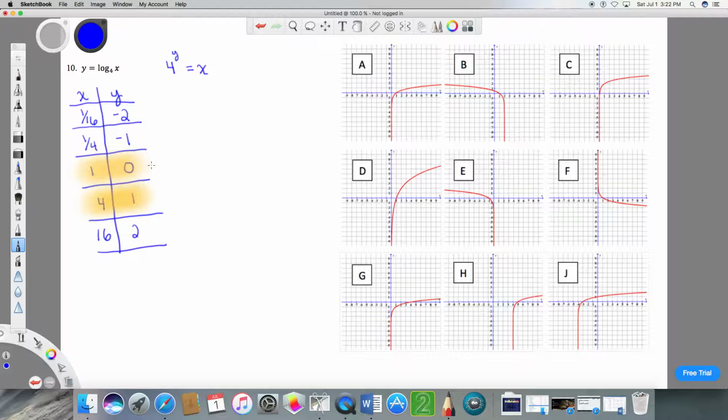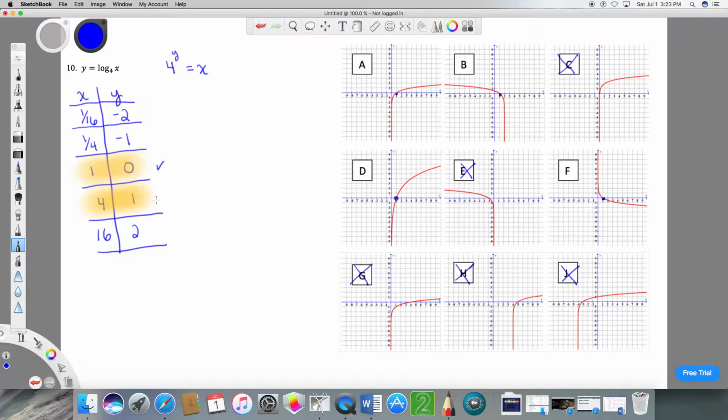So let's look and see which of these graphs pass through the point (1, 0). A passes through the point (1, 0). B passes through the point (1, 0). C does not. D passes through the point (1, 0). E does not pass through (1, 0). F does pass through (1, 0). And G does not pass through (1, 0). H does not pass through (1, 0). And J does not pass through (1, 0). So we eliminated 5 of these 9 graphs just by knowing one point.